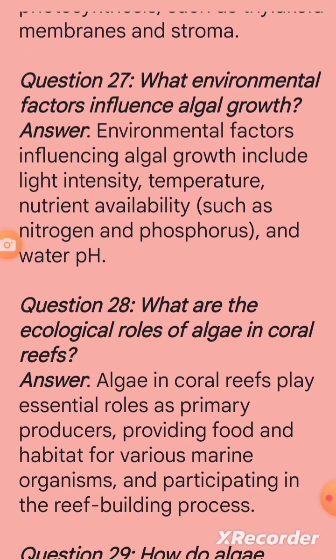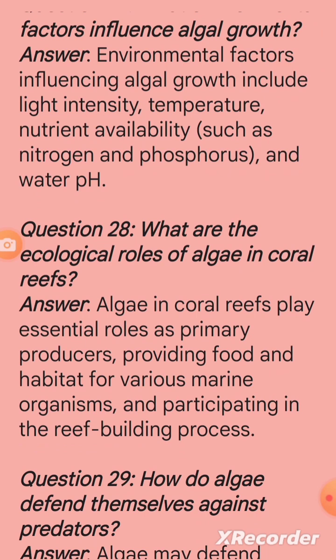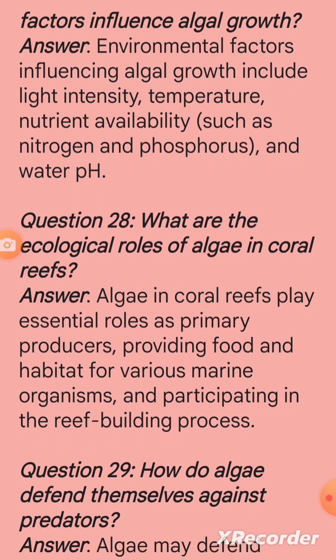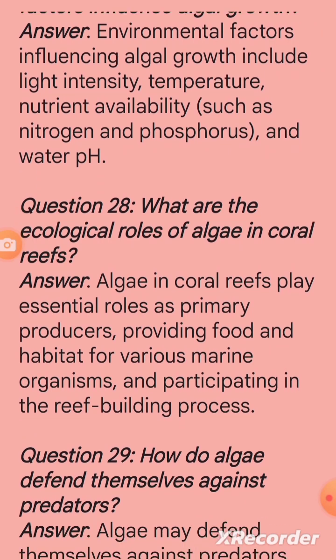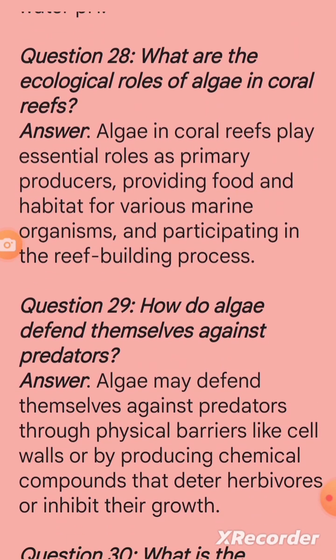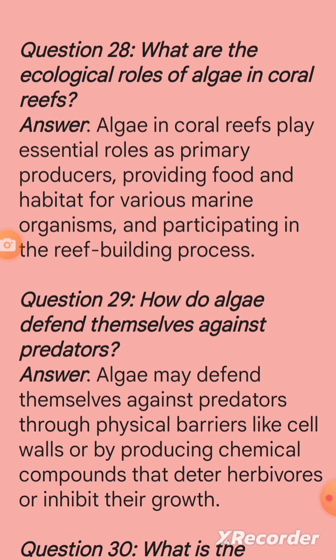Question 27. What environmental factors influence algal growth? Answer. Environmental factors influencing algal growth include light intensity, temperature, nutrient availability, such as nitrogen and phosphorus, and water pH.